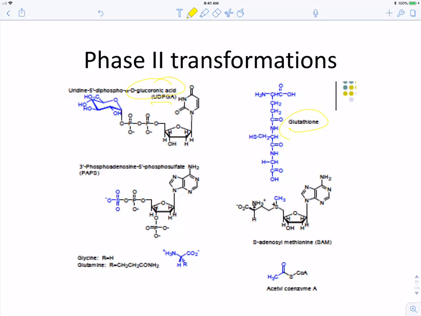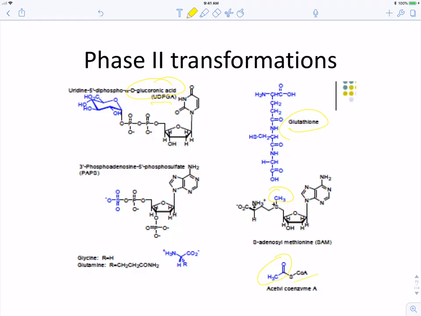Then we have SAM, S-adenosyl methionine, which transfers a methyl group only and utilizes all this complex cofactor to do that. You will be very familiar from biochemistry with acetyl coenzyme A, which serves to transfer the acetyl group utilizing the coenzyme A as the activating group.